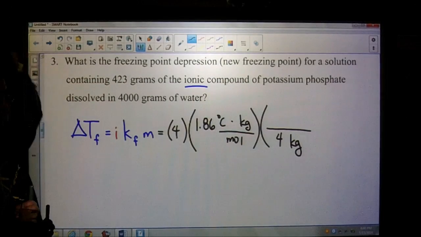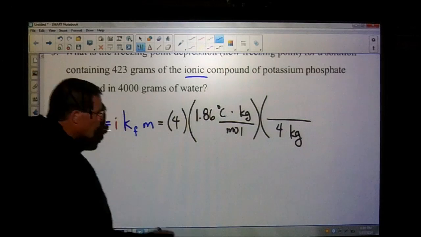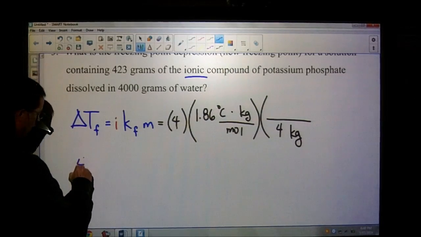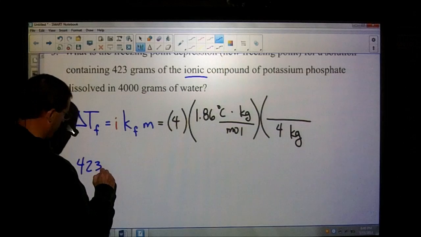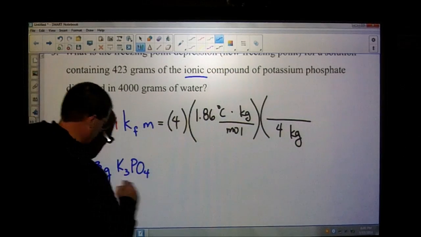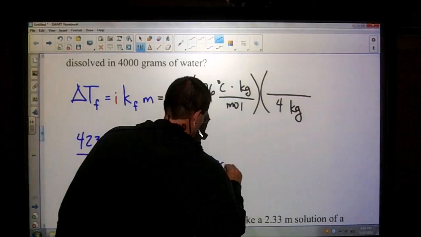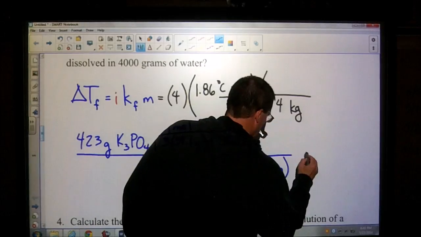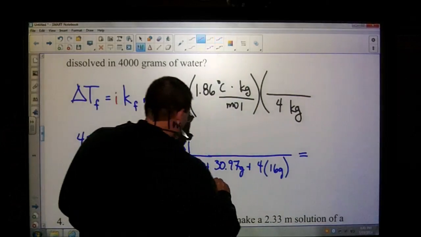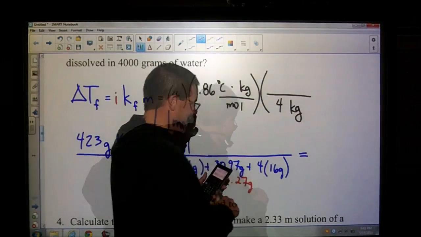And we have 423 grams of the potassium phosphate. So we need to do a calculation to find out how many moles we have. So 423 grams of K3PO4. Molar mass is 212.27 grams.